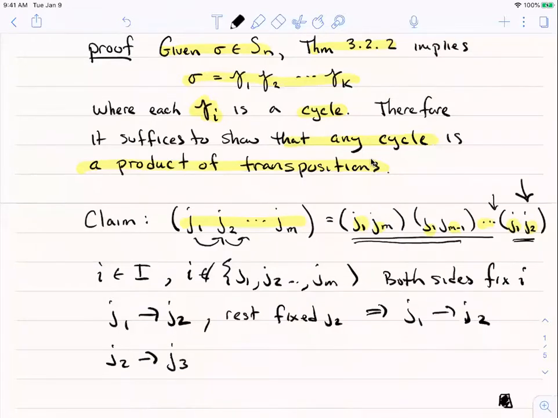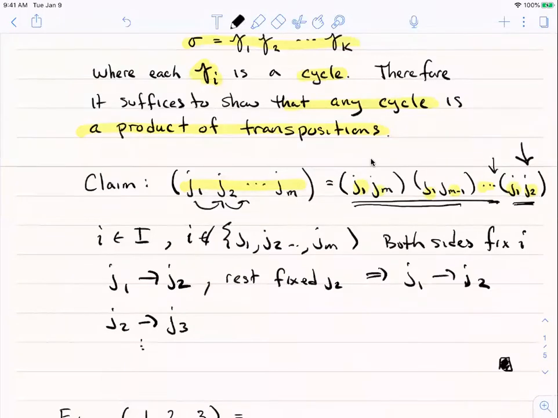When you hit one of these transpositions that has your index in it, like if we took, say, J3, J3 is fixed by this first factor. The second factor would send it to J1. The next factor sends J1 to J4. So J3 ends up going to J4. So it's going to continue like that until we get to J1. J1 kind of has the most interesting ride.